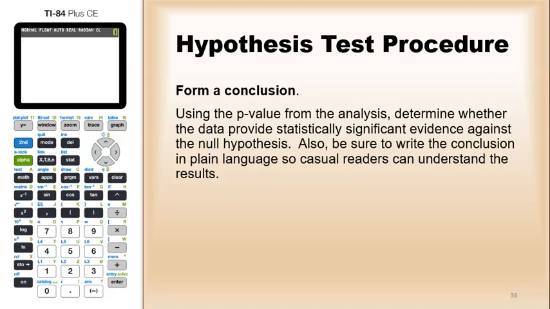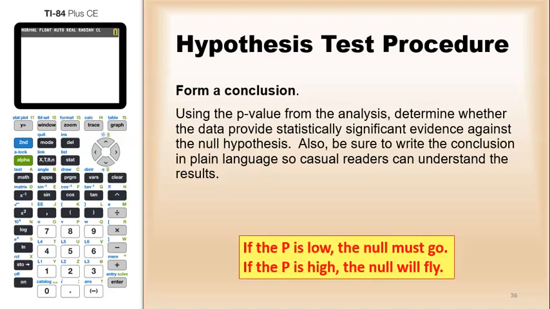So, form your conclusion, and also be sure to write a conclusion in plain language so casual readers can understand the results. They're saying here, if the p is low, the null must go. If the p is high, the null will fly. So if the p-value is low, you're going to reject the null hypothesis. If the p-value is high, more than 0.05, then the null hypothesis is plausible.